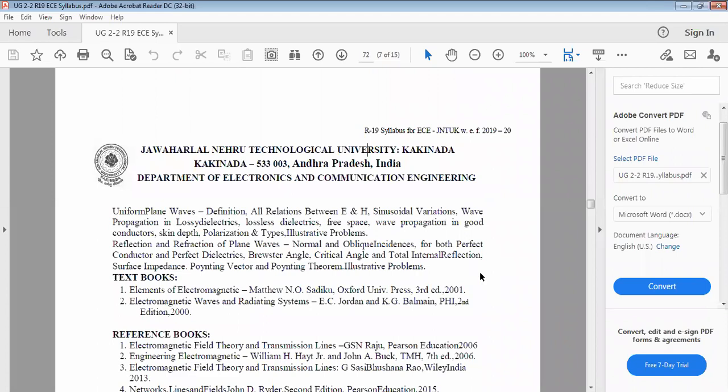Uniform plane wave. The relation between E and H is very important. What is the lossy medium and what is the lossless medium? How does the wave propagate in a good conducting medium? What is meant by skin depth? What is meant by polarization? What are the different polarization types?